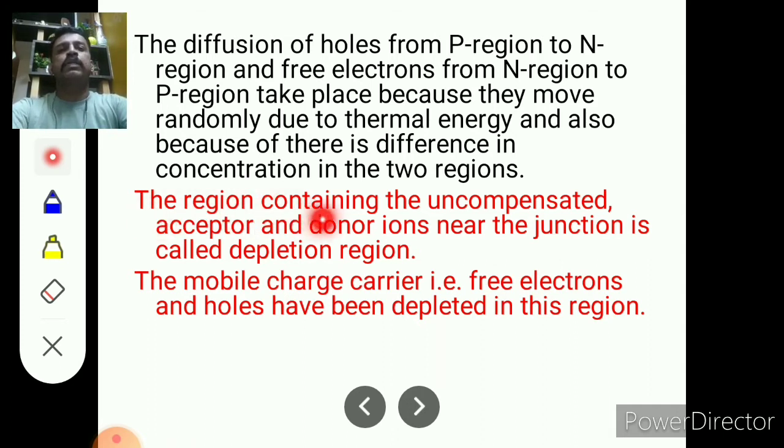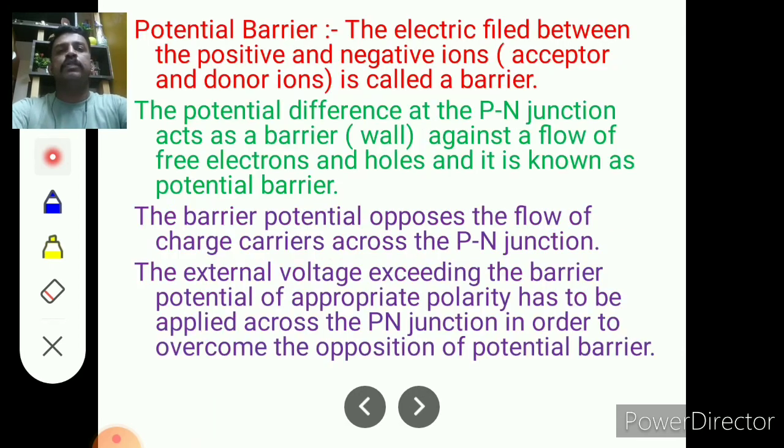The region containing the uncompensated acceptor and donor ions near the junction is called the depletion region. Between those yellow lines, we have shown the depletion layer. The mobile charge carriers, that is free electrons and holes, have been depleted in this region. So in this depletion region, free electrons and holes have been depleted, meaning they move from the p region or n region into this region.